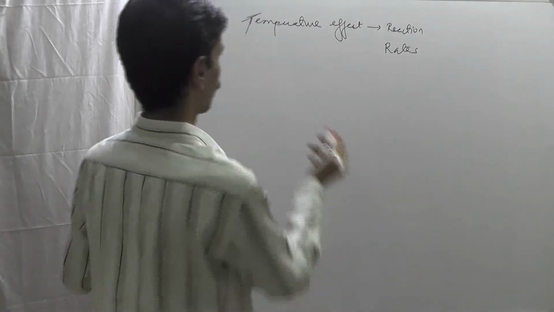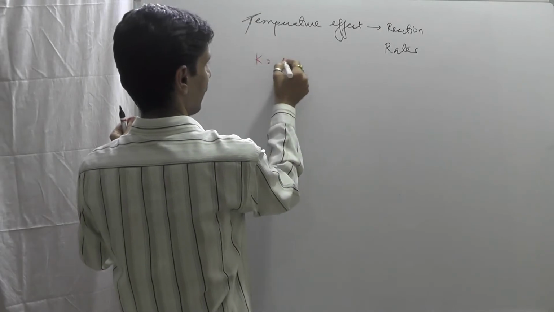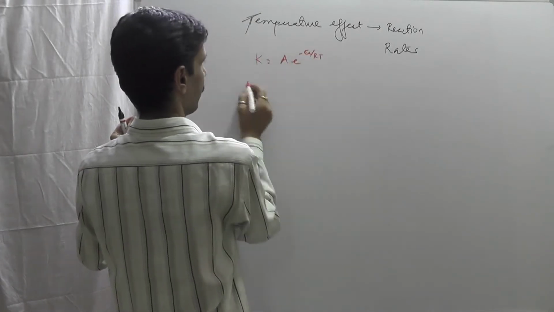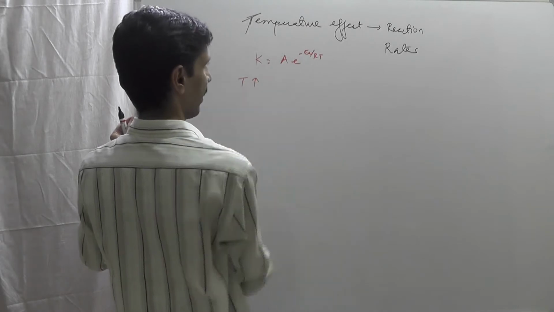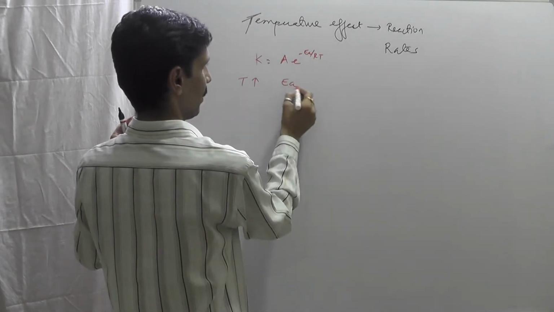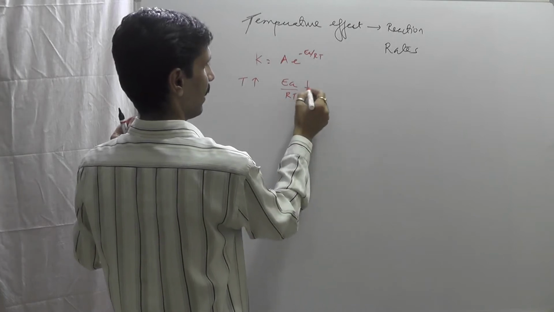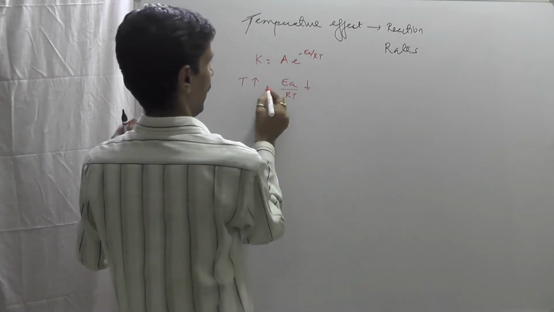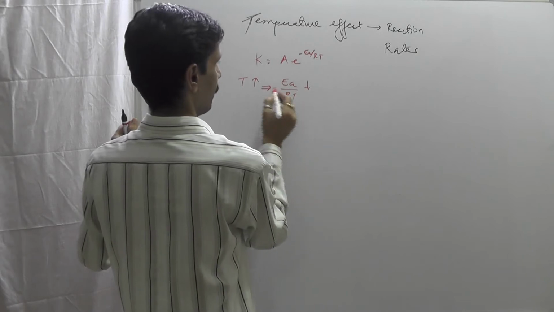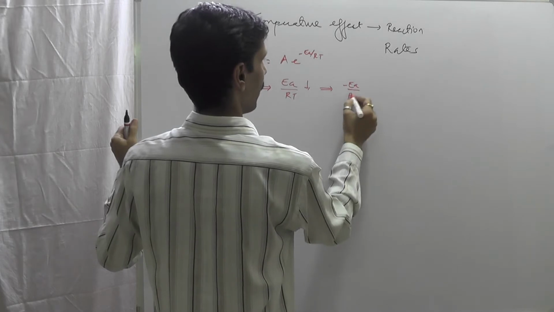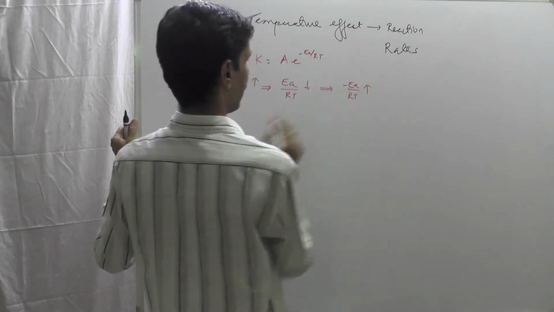Arrhenius equation. So Arrhenius equation, as it says, K is equal to A into e raised to minus of Ea upon RT. So what happens is as the temperature increases, the Ea upon RT value will decrease. Okay, therefore minus of Ea upon RT value will increase.